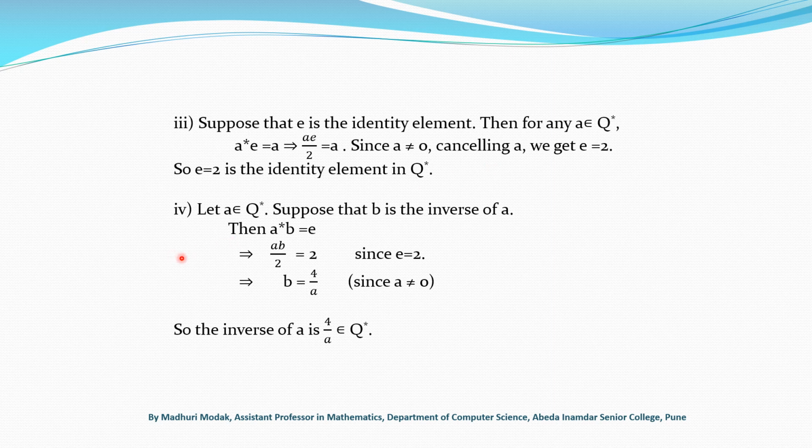Now to find B, we simplify this. So shift this 2 to the right side. So 2 into 2 is 4. And shifting A here, we get B equal to 4 divided by A. Again, we can shift A from the left side to the right side because it is not equal to 0, so we can divide 4 by A. So the inverse of A is 4 by A. It means if A is 1, then the inverse of 1 is 4 by 1, that is 4, in Q star with respect to star. If A is 2, the inverse will be 4 by 2, which is 2. So in this way, for any element of Q star, we can find its inverse.